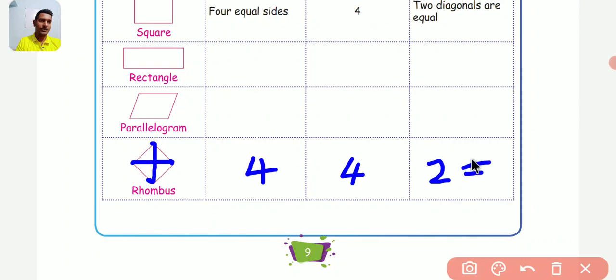If you measure this length by using a ruler, you will get different measurement values, so in rhombus the two diagonals are not equal. Parallelogram also has two diagonals that are also not equal. Only in square and rectangle are the two diagonals equal. Okay, that's all, students.